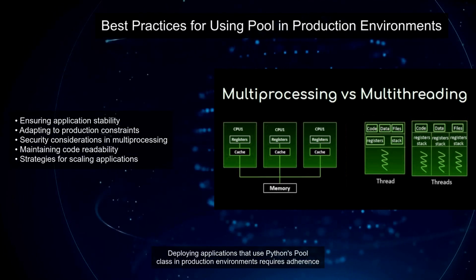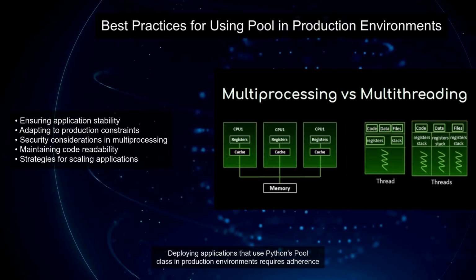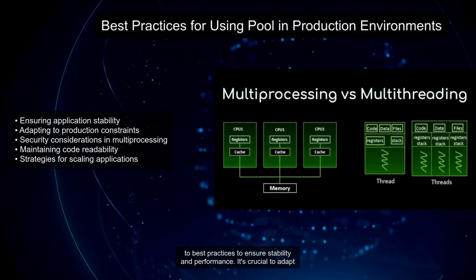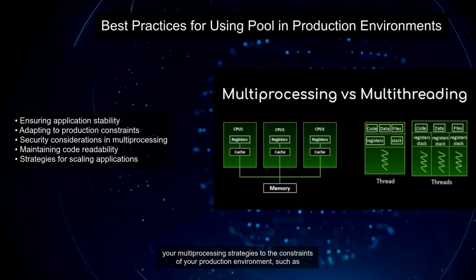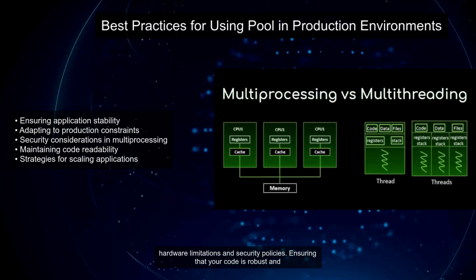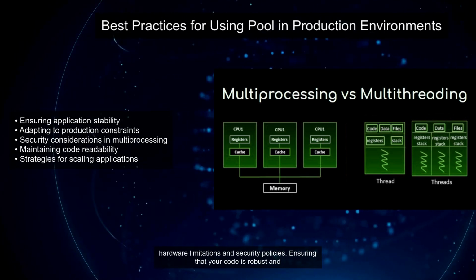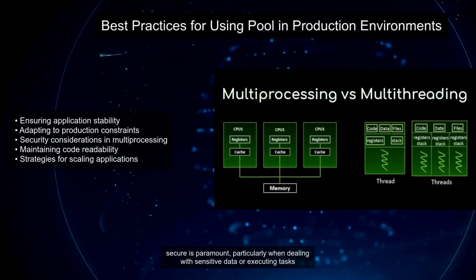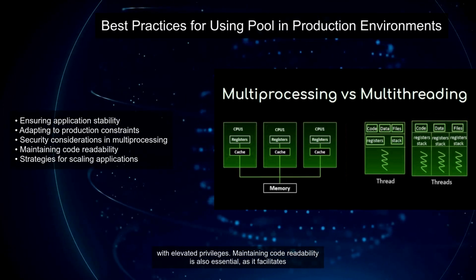your projects. Deploying applications that use Python's Pool class in production environments requires adherence to best practices to ensure stability and performance. It's crucial to adapt your multiprocessing strategies to the constraints of your production environment, such as hardware limitations and security policies. Ensuring that your code is robust and secure is paramount, particularly when dealing with sensitive data or executing tasks with elevated privileges.